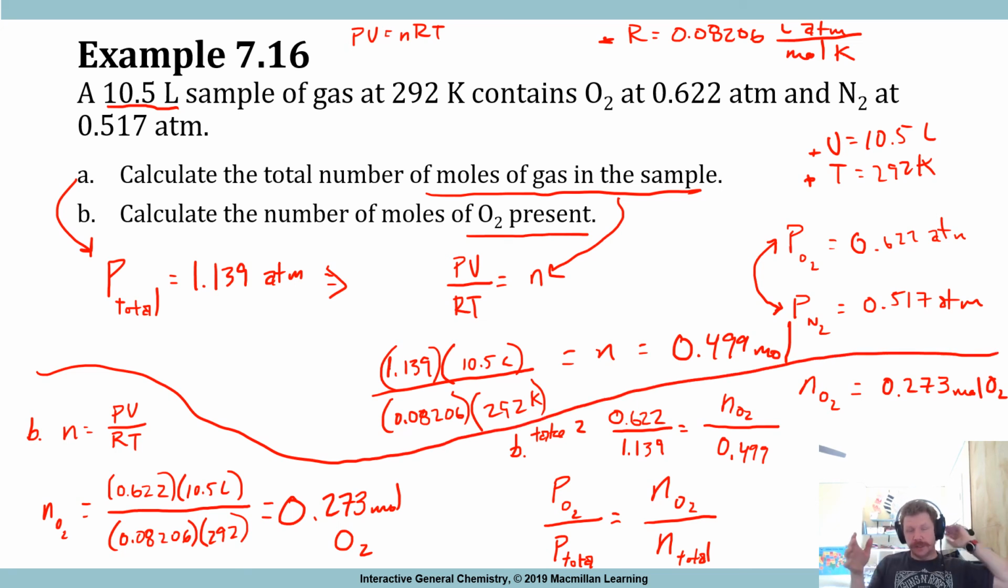The reason that we did it two different ways was to illustrate that you could have used the ideal gas equation. You also could have looked at this O2 simply as a part of the whole. And by doing that, you can compare and relate the pressure of one gas to the total and relate the number of moles of one gas to the total as well.